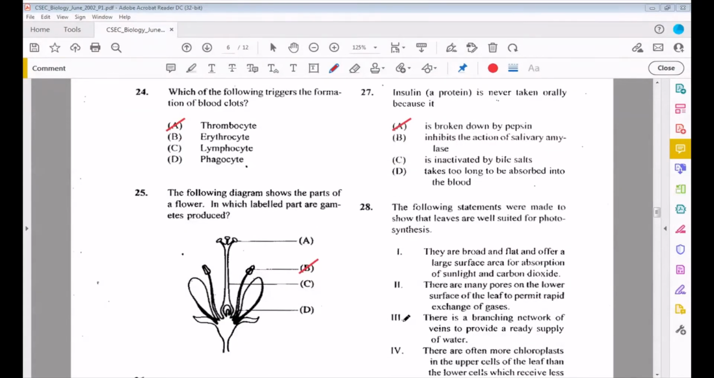24. Which of the following triggers the formation of blood clots? Even if we weren't sure about this answer or what thrombocytes were, we could do this by the method of elimination. We know phagocytes and lymphocytes are our white blood cells, and this has to do with the immune response. The lymphocytes create the antibodies, the phagocytes do the engulfing, which is that process of phagocytosis. Erythrocytes is the other name for red blood cells, and we know red blood cells don't have anything to do with that. So, by the method of elimination, we could have figured out that A, thrombocytes, is the answer.